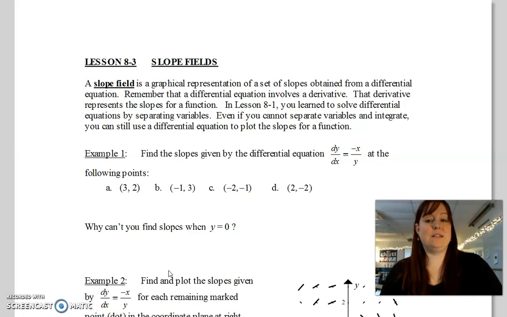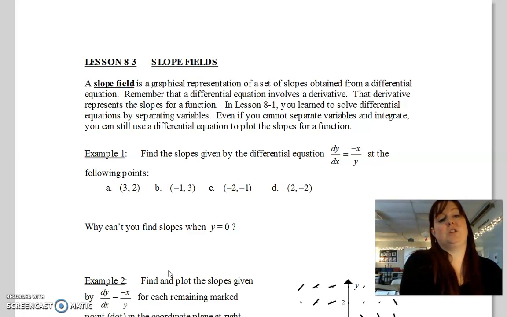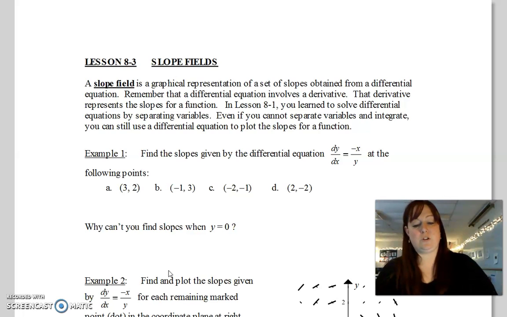Sometimes you can't integrate because you can't separate the variables, but you can use the differential equation to plot the slopes for the function and just get a good idea what the functions look like.